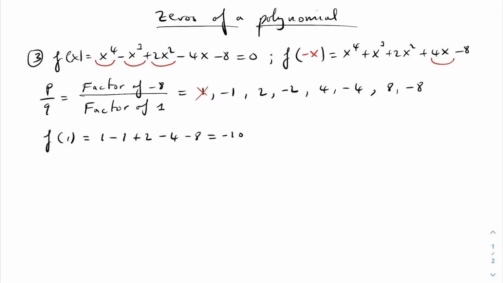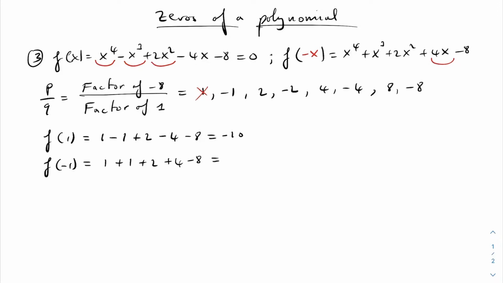Let me go ahead and test negative 1. So f of negative 1 here is going to be negative 1 to the power of 4 is 1, minus negative 1 to the power of 3, which happens to be also 1 because of the double minus, plus 2 times negative 1 to the power of 2, that's going to be 2, plus negative 4 times negative 1, which is going to be plus 4, and then minus 8.